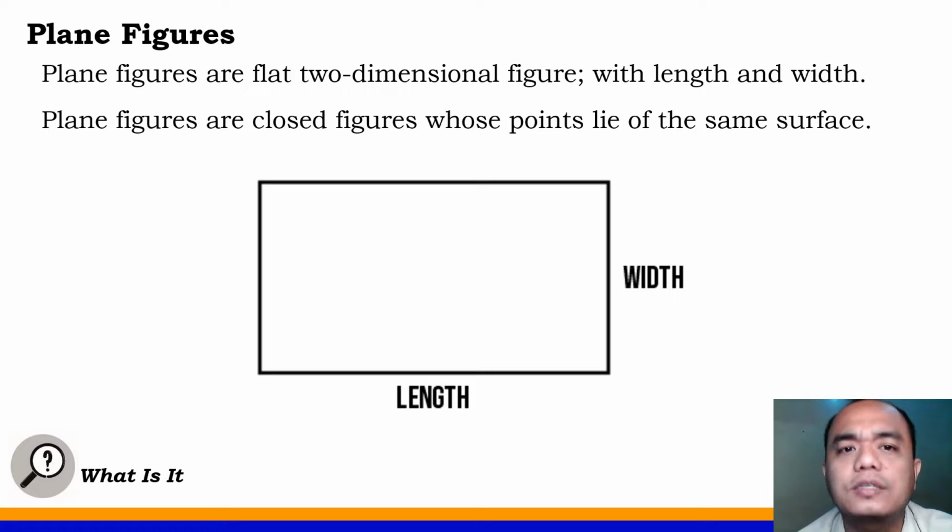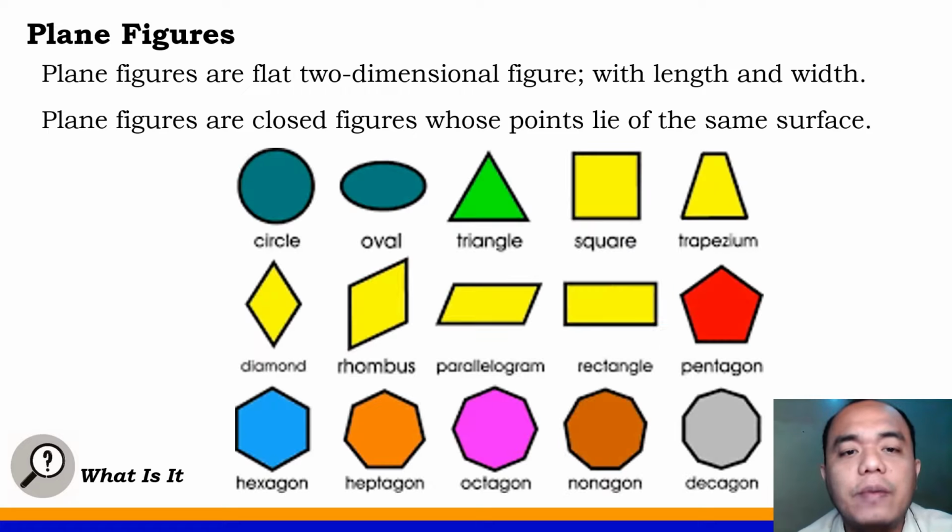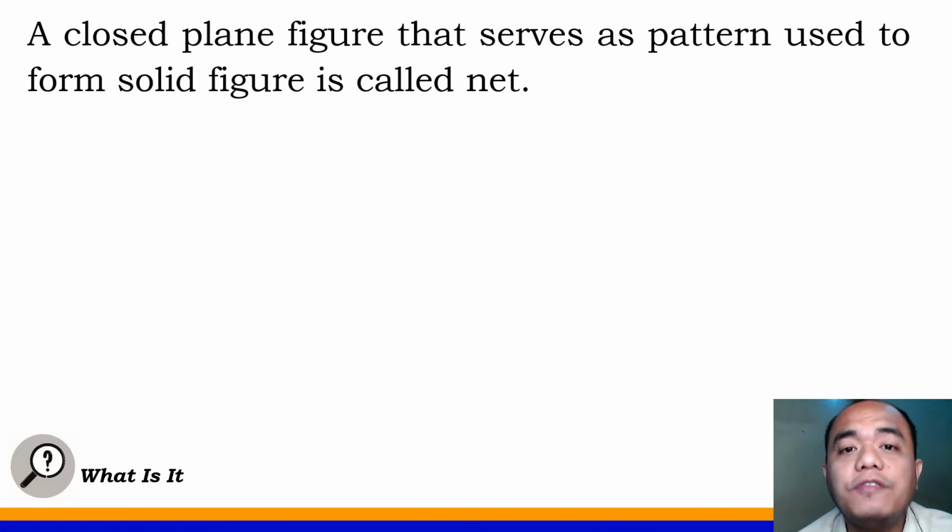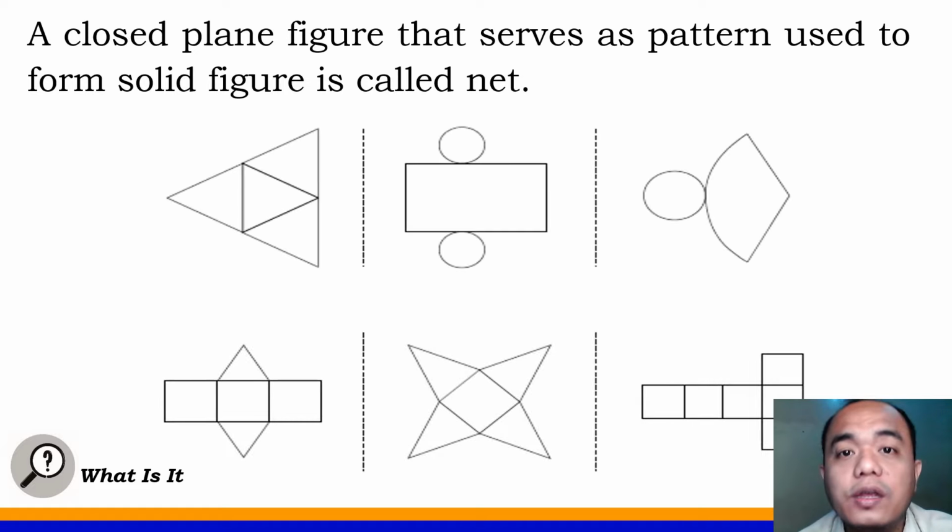And what are examples of plane figures? Here are some of the examples of plane figures. A closed plane figure that serves as pattern used to form solid figure is called net. Usually, plane figures are commonly used to form solid figures, and the pattern used to form a solid figure is called net or nets. What are the common examples of net? So here are some of the common examples of nets. So again, nets are used to form solid figure.